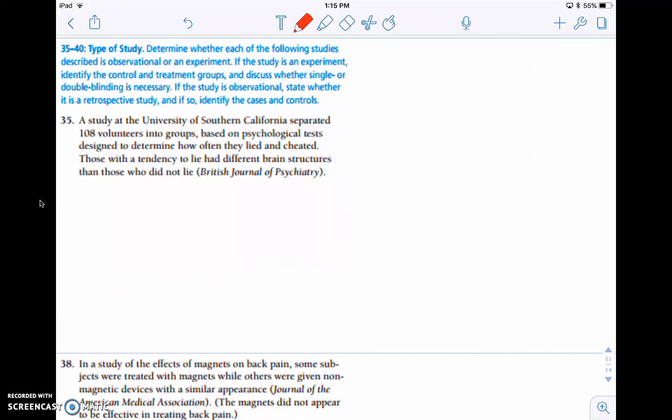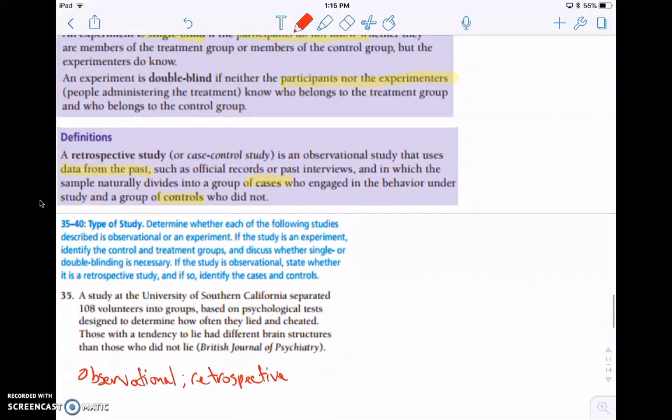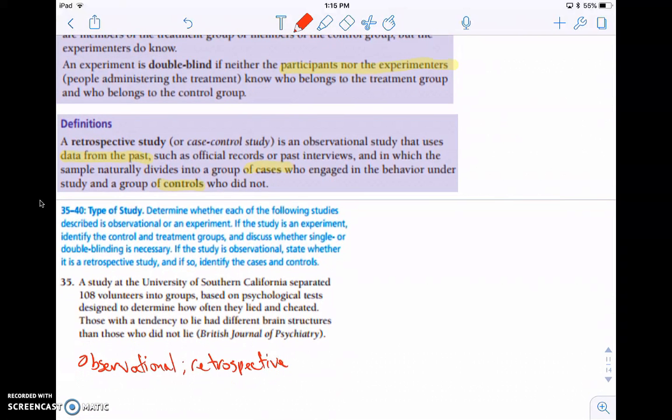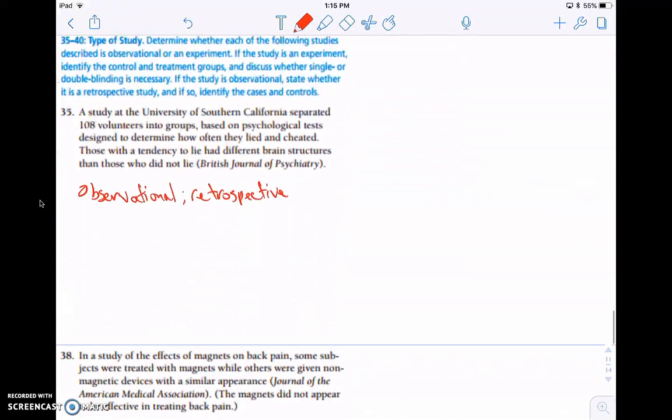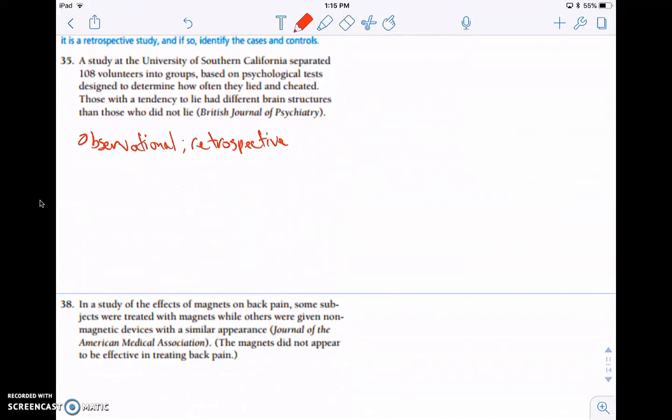As we look at this one, this is looking at previous data. They're just observing, they're not intervening at all. So this is observational, and it is retrospective. Again, retrospective because we're looking at data from the past, and it's going to naturally divide us into people who said they often lied and cheated versus those who did not.